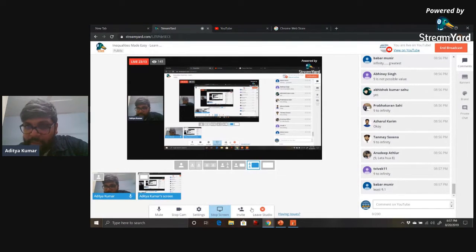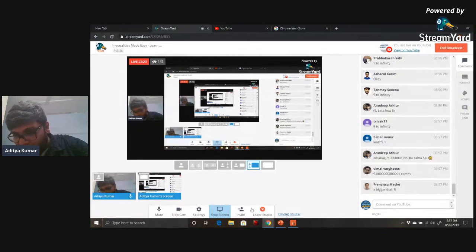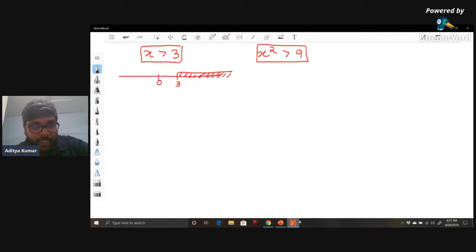Perfect. 9 is not a possible value, so I'm not including 9. I'm just saying x square has to be greater than 9. Greater than 9 basically involves anything greater than 9, so you don't need to worry about the decimal form. Greater than 9 is non-inclusive of 9. Perfect. So since somebody asked me this, let's work for these two as well.